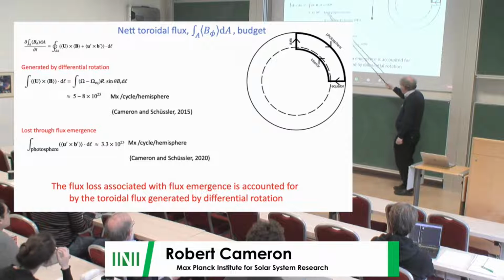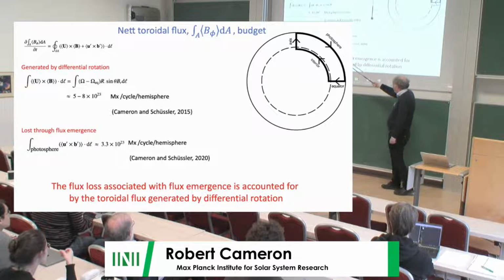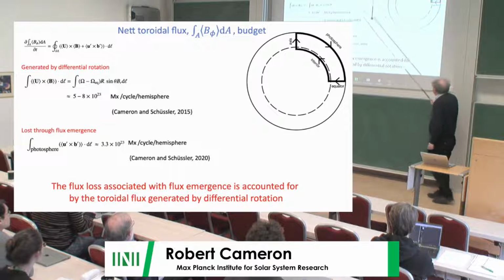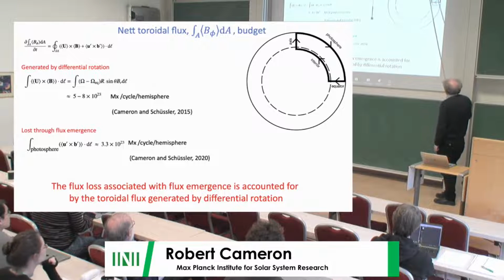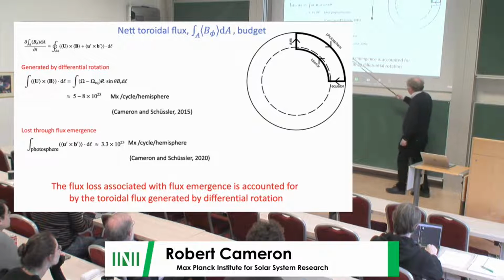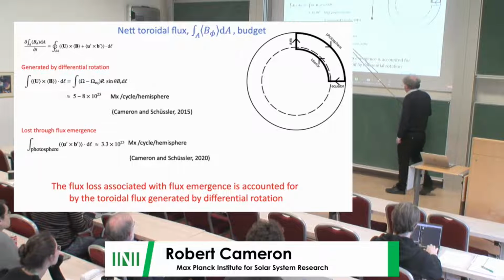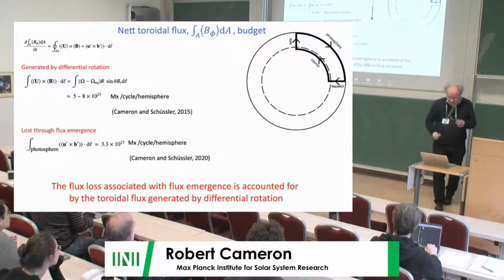What we generate has to go somewhere. And it turns out most of it gets lost through flux emergence. So we generate toroidal field by winding up using differential rotation, and then it's going to pop out through the surface, and we lose about 3.3 times 10 to the 23 Maxwells per cycle per hemisphere. So most of what we generate we'll lose.